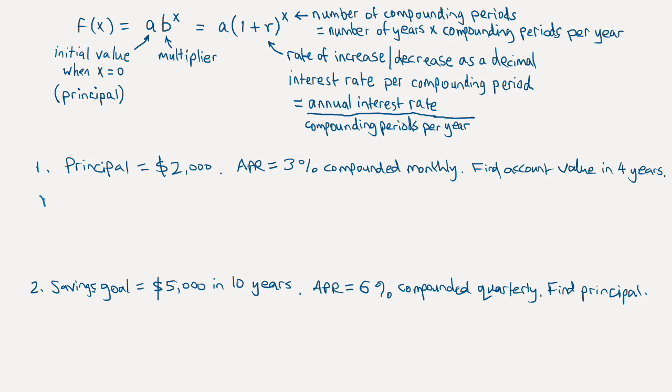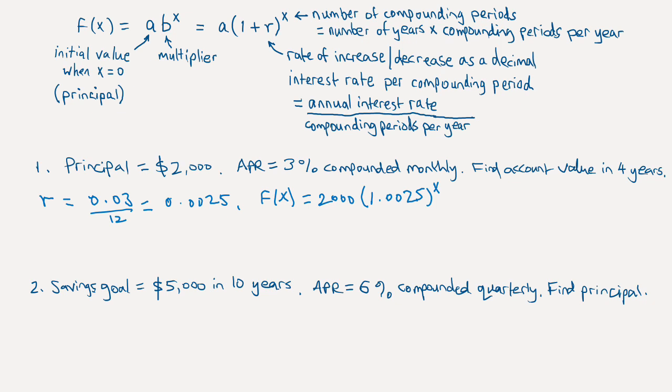So r is going to be equal to, and we need to express the interest rate as a decimal, not as a percentage, so 3% will be 0.03, and then we need to divide by 12. So we're going to have 0.0025 for the value of r. And so now we can write down our exponential formula, and a is 2,000, that's our initial investment, and then we have 1 plus r, so 1.0025, and then to the power of x.